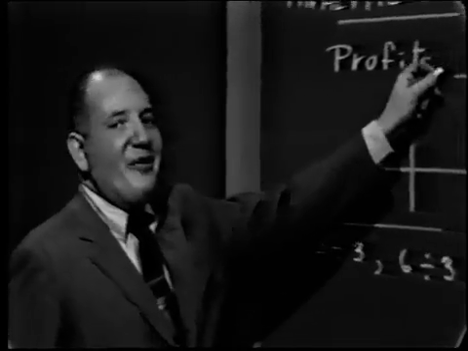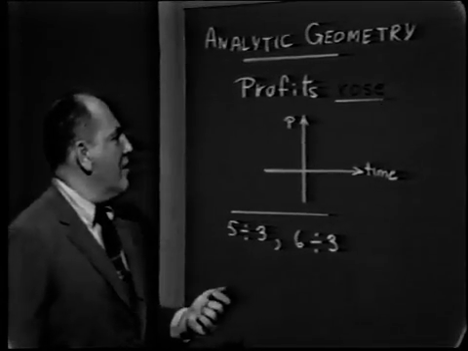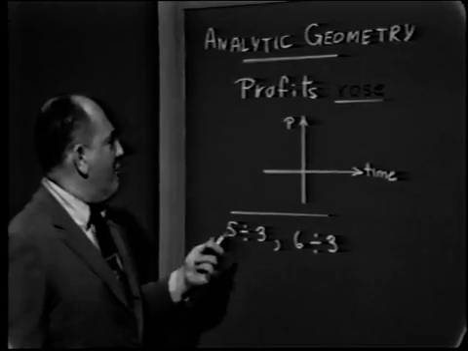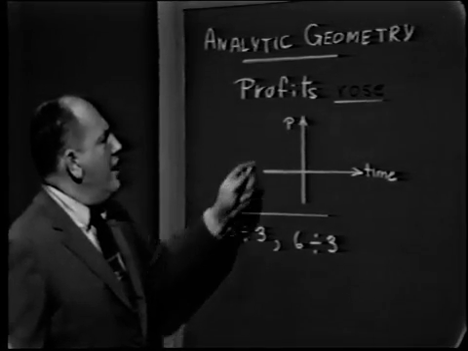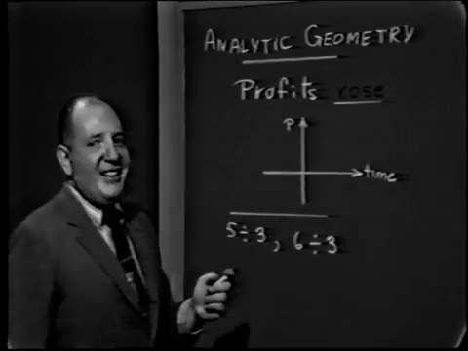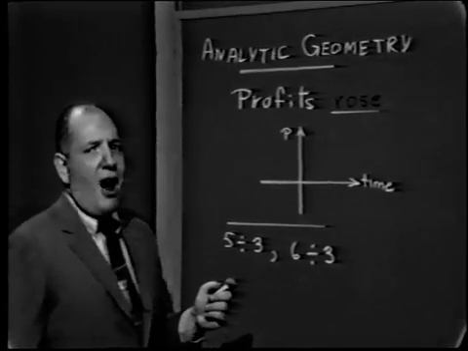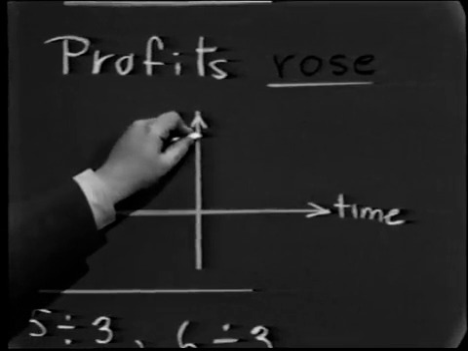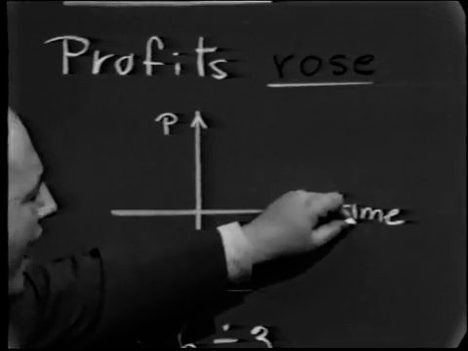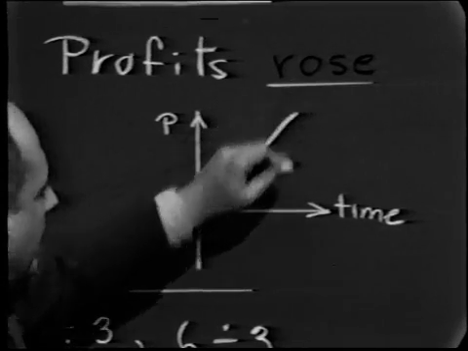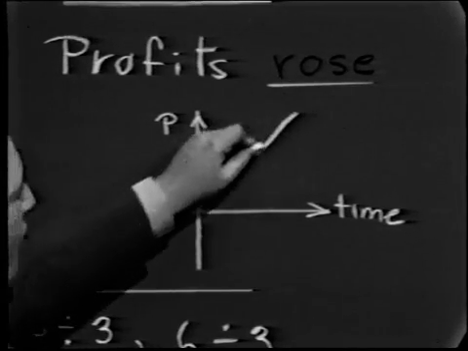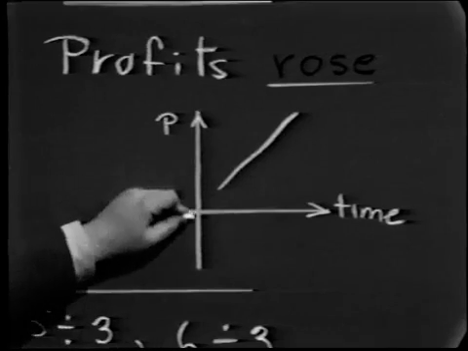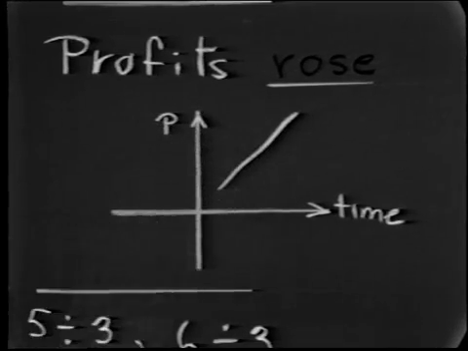Consider, for example, the businessman who says, "Profits rose." Now, you know, profits don't rise unless the safe blows up or something like this. What profits do is they increase or they decrease. The reason that we say profits rise is that when the profits are increasing, if we are plotting profit in terms of time, the resulting graph shows a rising tendency. As the profit increases, the curve rises.